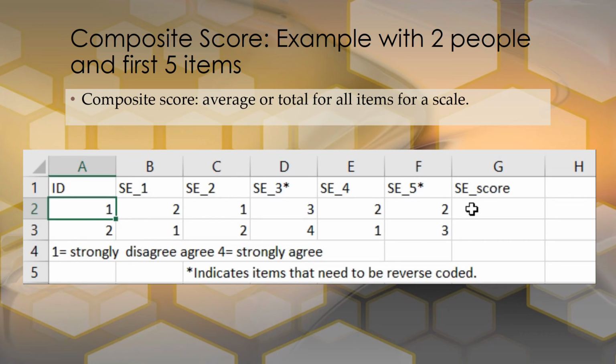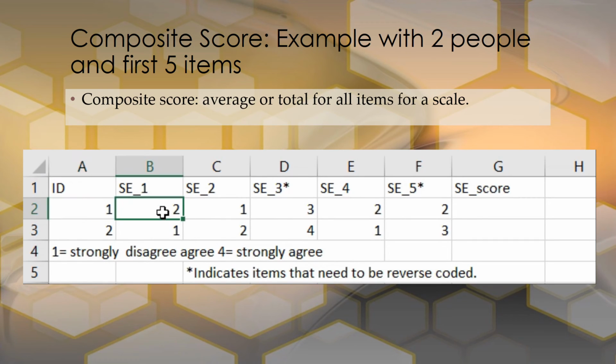So they just give a 1 if they strongly disagree and a 4 if they strongly agree. So they just start with the first category, give it a 1, and keep counting. And so this data is not all the way right.